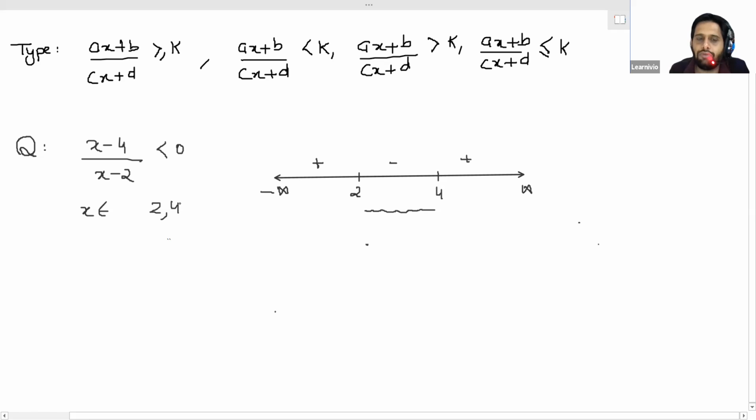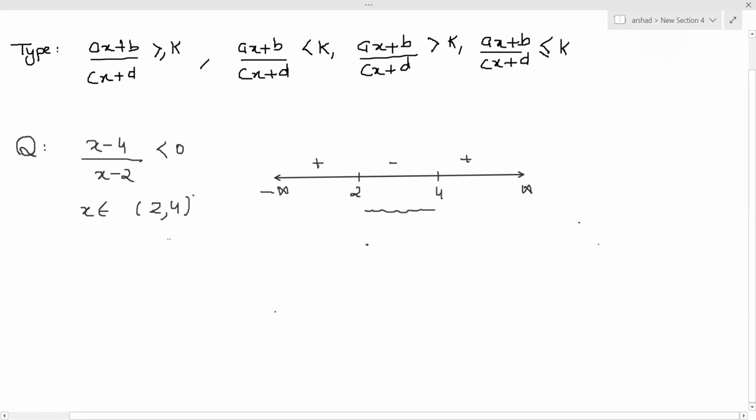Okay, so Iqra, can you tell me these two will be in closed interval or open interval? Iqra, 2 and 4 can be in open interval or closed interval. Closed interval. Here there is no sign of equality. Okay, this is only inequality. This is not equal. So always use open interval.